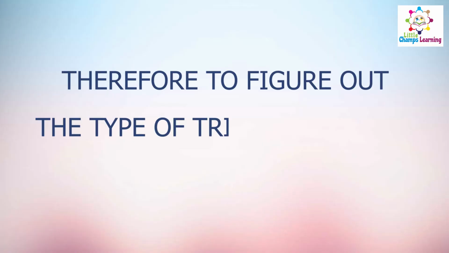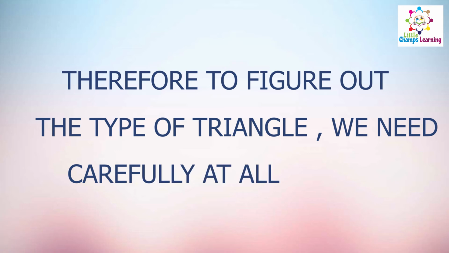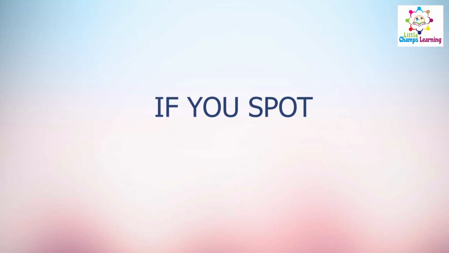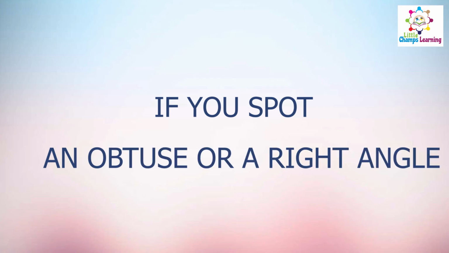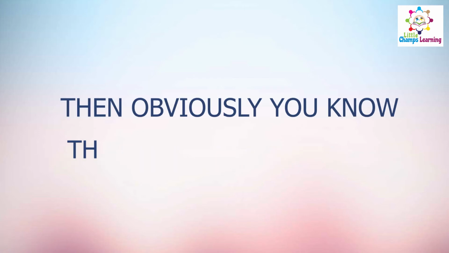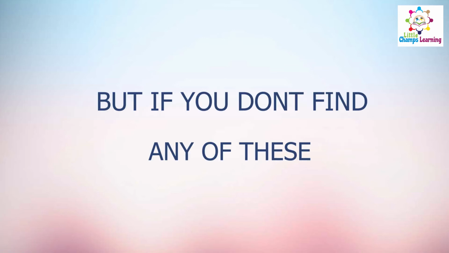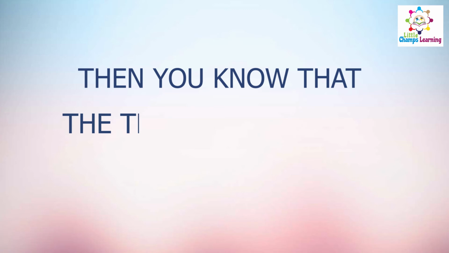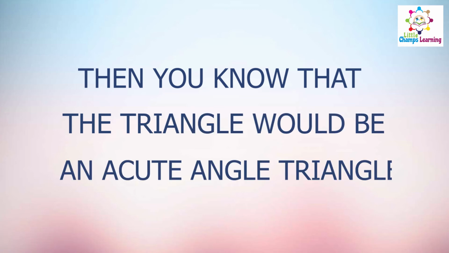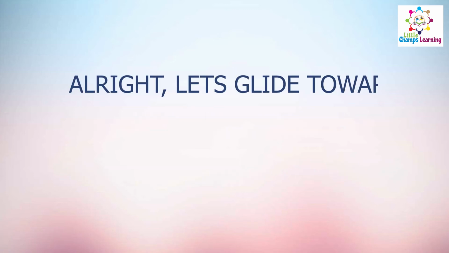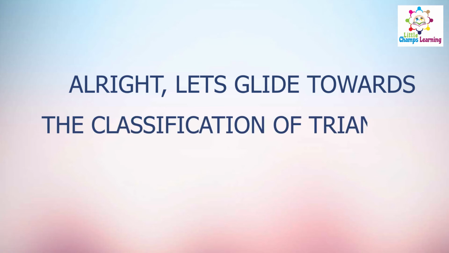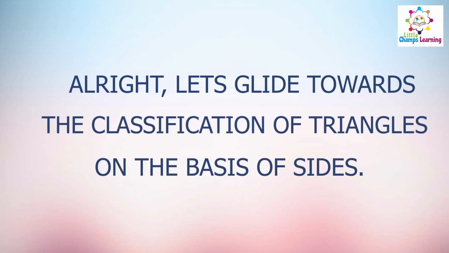Therefore, to figure out the type of triangle, we need to look carefully at all the angles of a triangle. If you spot an obtuse or a right angle, then obviously you know the name of these triangles. But if you don't find any of these, then you know that the triangle would be an acute angle triangle. Alright, let's glide towards the classification of triangles on the basis of their sides.